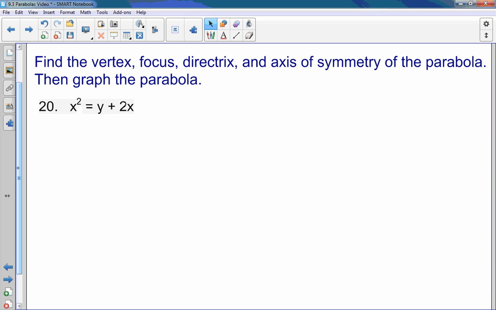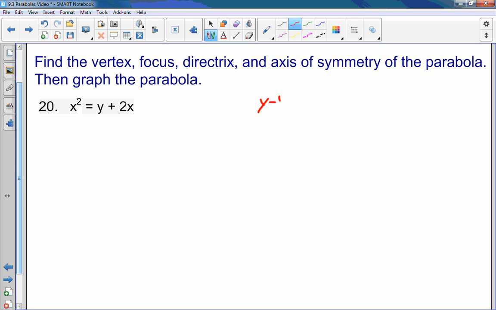So here we have x squared is equal to y plus 2x. Now this isn't in that nice cookie cutter equation that we were given at the very beginning, but we can make it that way. But the question is, okay, is this going to be an up or down parabola, or is this going to be a right or left parabola? Here's the hint. Whichever variable is only raised to the very first power, it cannot have an x squared. The variable that is only being raised to the first power tells you whether it goes up or down.